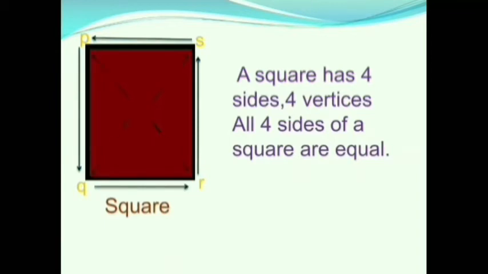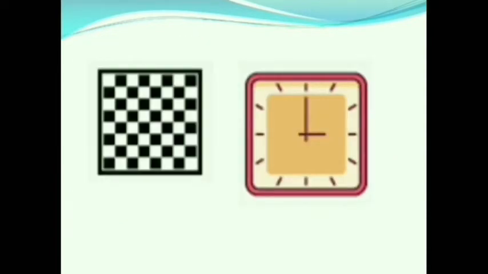Four vertices. All four sides of a square are equal. Let us see some examples of square-shaped objects. This chessboard looks like a square, and this clock also looks like a square. There are so many things in your house which are in square shape. Find it out.